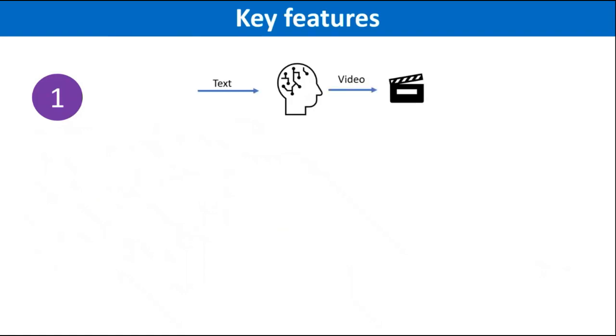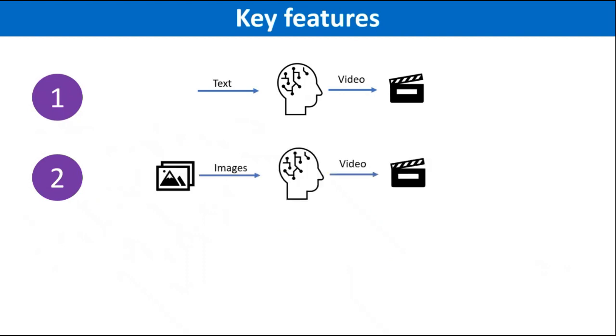Okay, so Sora is an AI model that has the following key features. Number one, it can create realistic and imaginative scenes from text instructions. Number two, in addition to being able to generate a video solely from text instructions, Sora can take an existing still image and generate a video from it, animating the image's content with accuracy and attention to small detail.